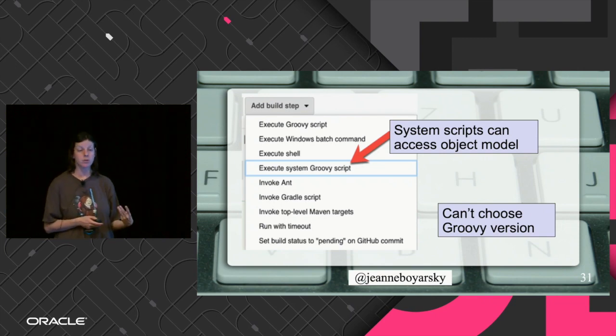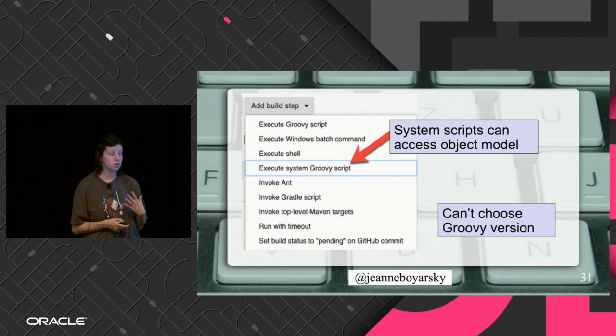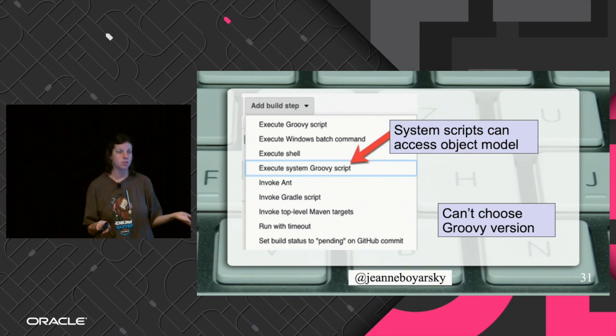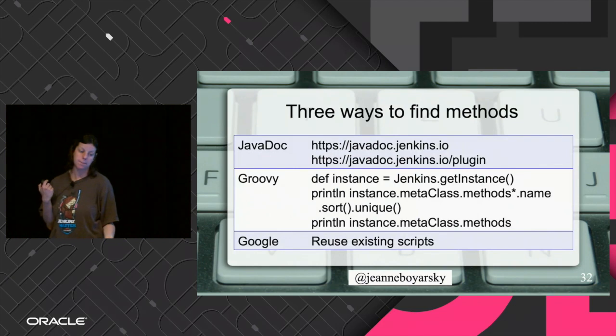When I'm running a regular user Groovy script, I can pick the version of Groovy that I want. When I'm running a system Groovy script, I can't. And that makes sense, because if it's running as admin, it has to use the same version of Groovy that Jenkins is using for anything to work.